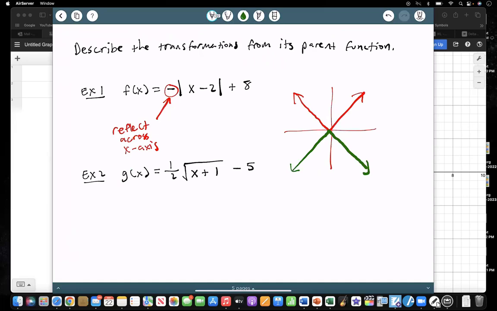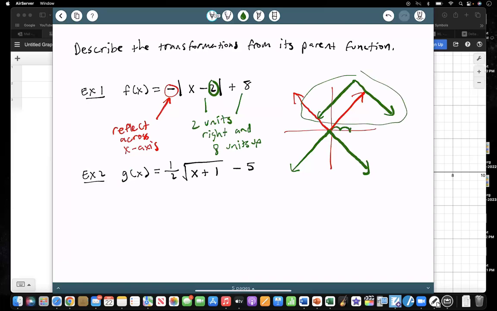Okay, once that happens, it looks like we're moving it. So this will be 2 units. Since it's negative, that means this is a positive 2, so that's going to move it 2 units to the right. And then the 8 is going to move it 8 units up. Okay, so it's going to be the same V shape we have over there, but we're going to move it 2 to the right. So 1, 2, and then 8 units up. So it's going to be all the way up here at 8 somewhere. It's going to be the same exact upside down V. And we'll look at graphing at the end, but that's basically what it's going to look like on the graph, 2 over and 8 up.